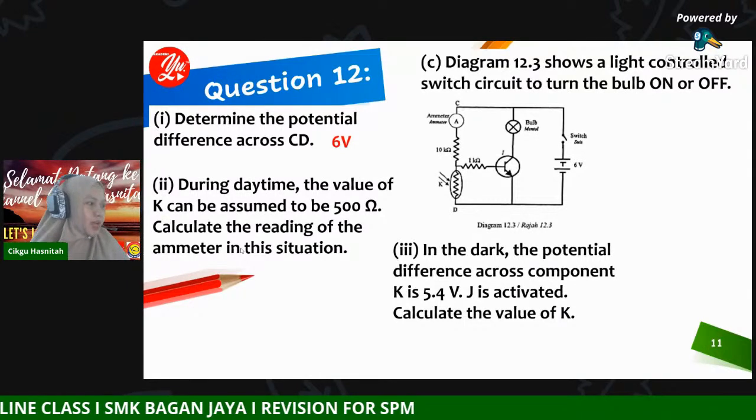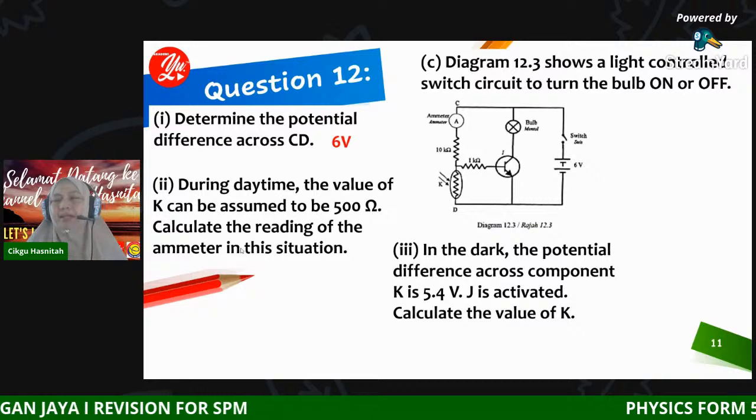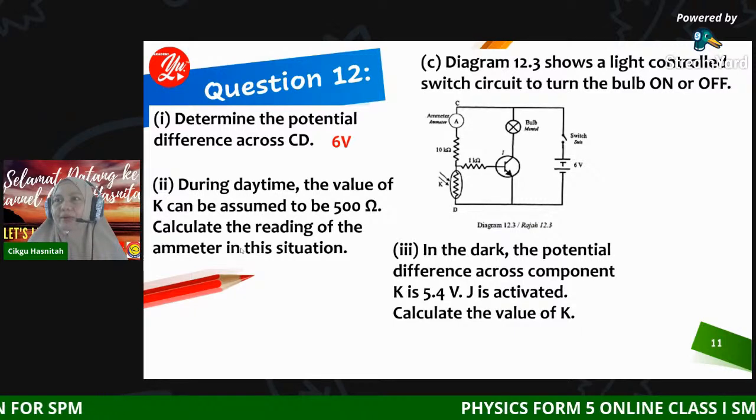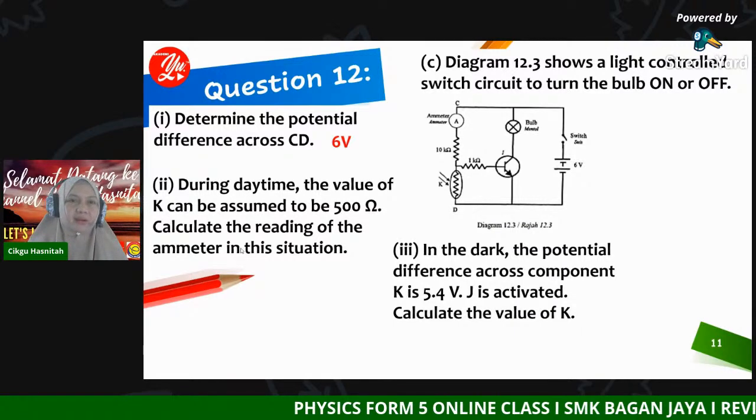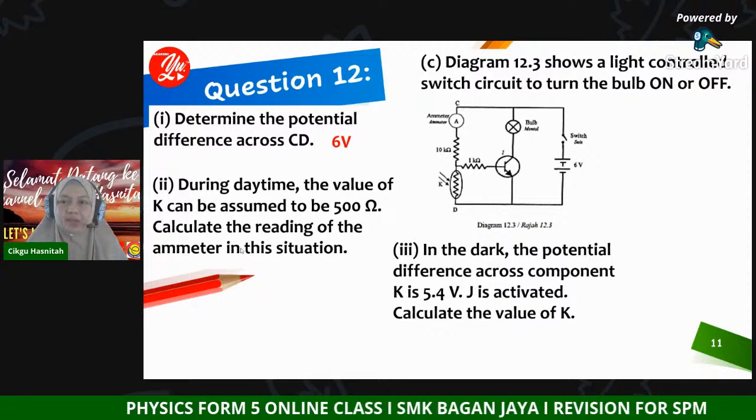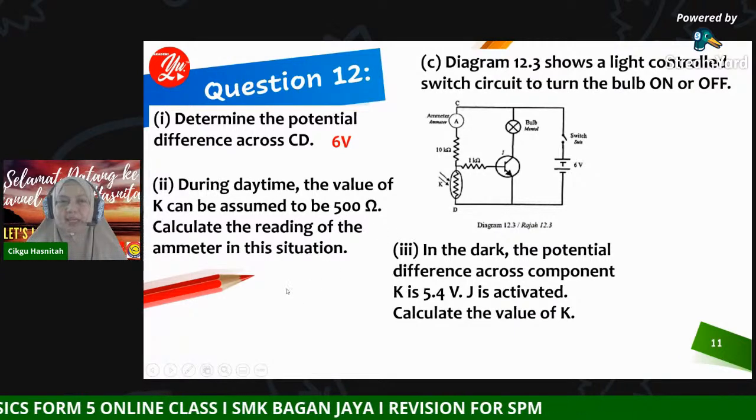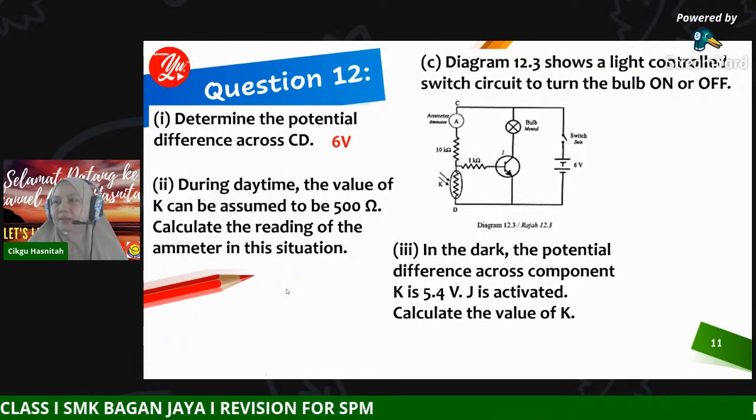Do you want to share your answer? What is the reading of the ammeter during daytime, where K is 500 ohm? Okay, has anybody finished calculating the reading of the ammeter?